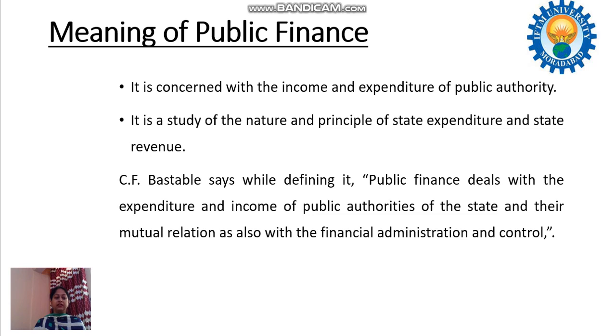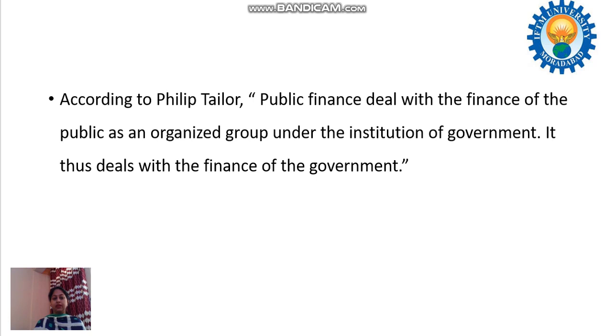So the word public finance is the finance of the government, as how government deals with the income and expenditure and with their adjustment with each other. So it is a study of the nature and principle of state expenditure and state revenue. According to C.F. Bastable, public finance deals with the expenditure and income of public authorities of the state and their mutual relation as also with the financial administration and control. According to Philip Taylor, public finance deals with the finance of the public as an organized group under the institution of government. It thus deals with the finance of the government.